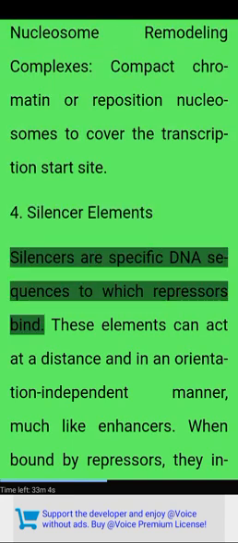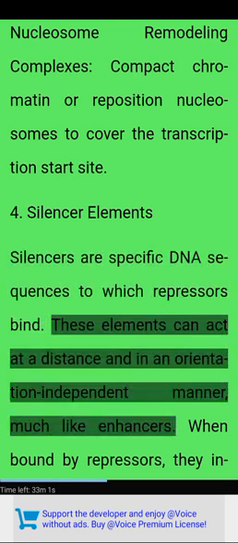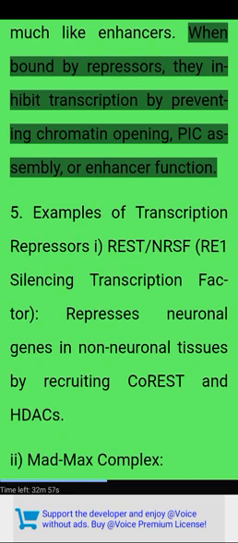4. Silencer elements. Silencers are specific DNA sequences to which repressors bind. These elements can act at a distance and in an orientation-independent manner, much like enhancers. When bound by repressors, they inhibit transcription by preventing chromatin opening, PIC assembly, or enhancer function.